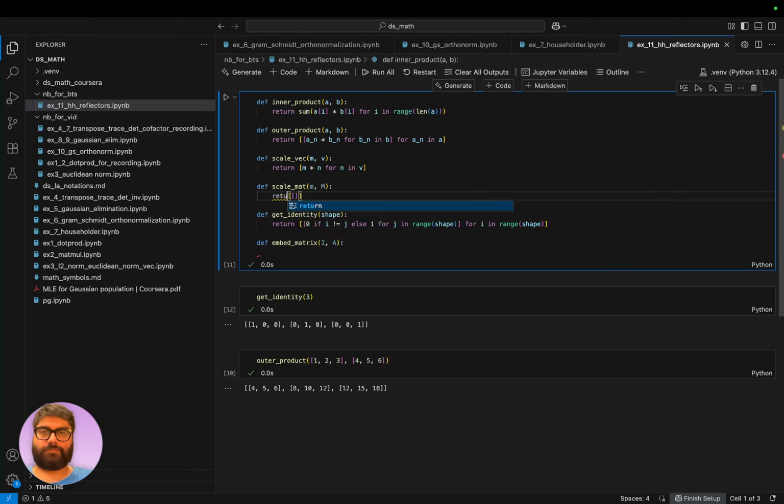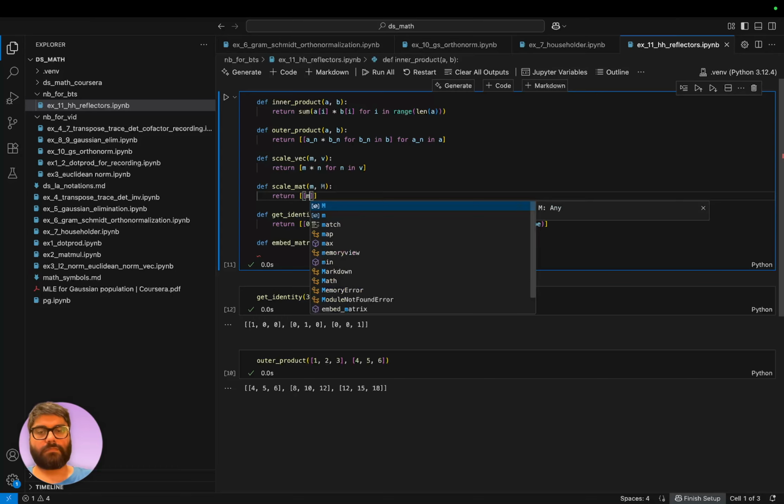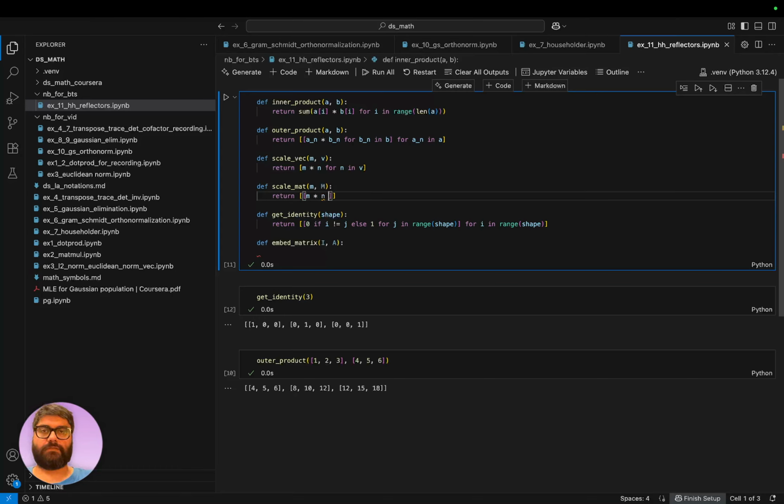It's gonna be a nested loop. Return m times n for n in row, for row in M. There you go.